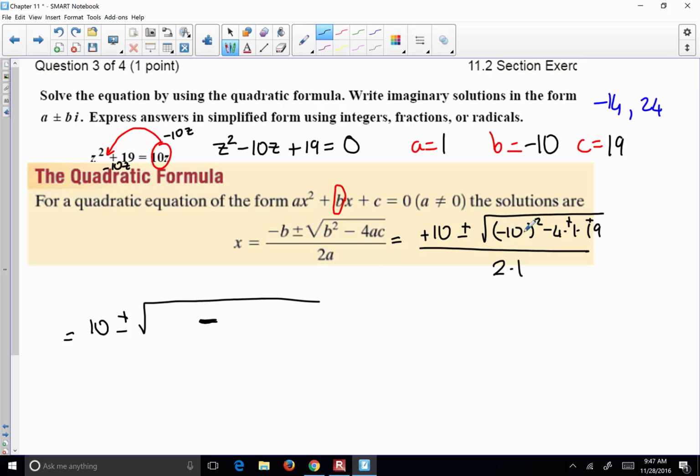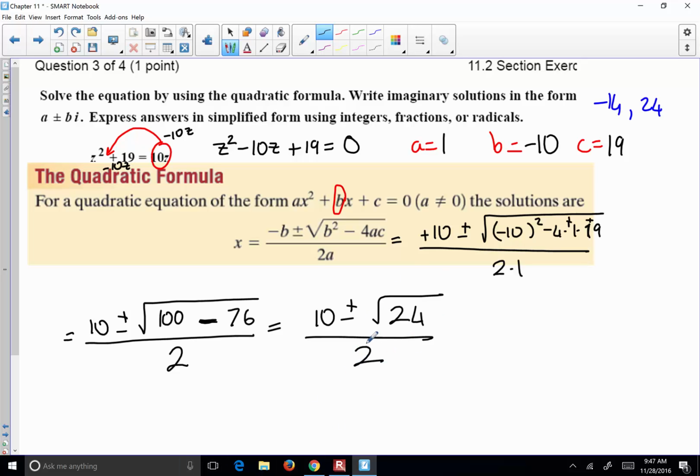Minus 10 squared is minus 10 times minus 10. This is always positive, 100. Take away 4 times 1 times 19 is 76, over 2. Okay? Alright, we have a simple subtraction going on here, 24.